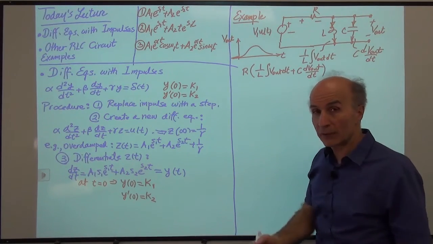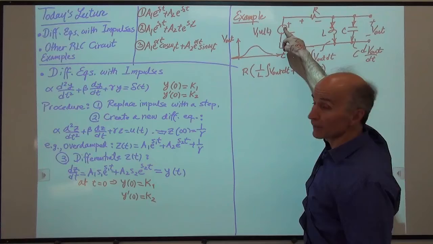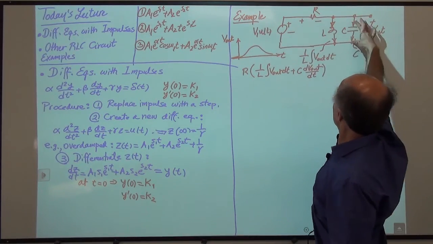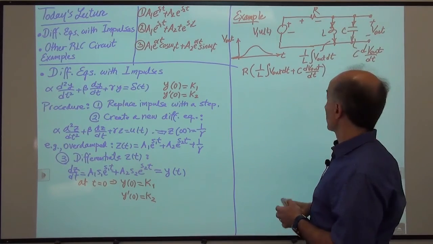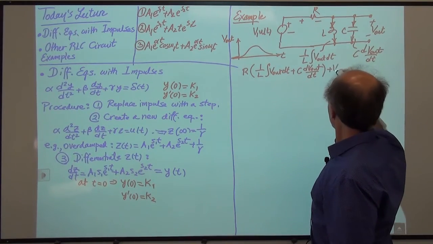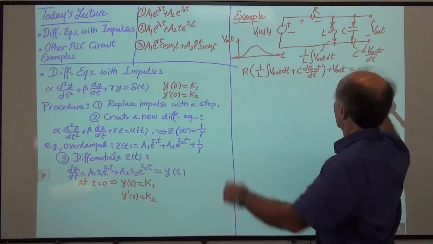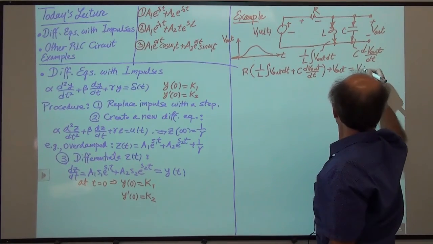Okay, now we are ready to write a KVL. We say this voltage is equal to this voltage plus this voltage. This voltage we found. This voltage is V out. So we add them together, and that should be equal to the input voltage, V1 u of t.